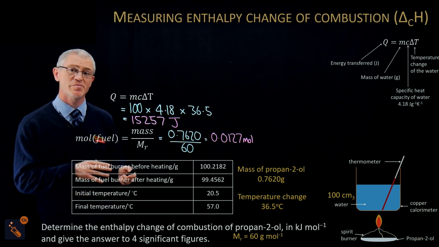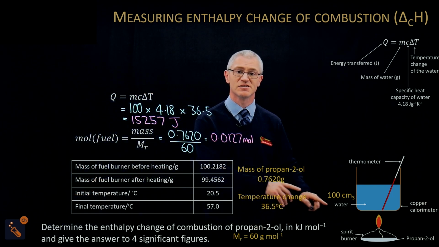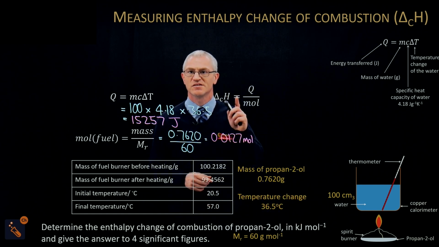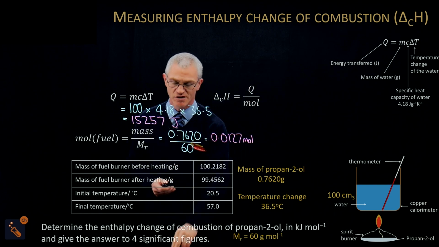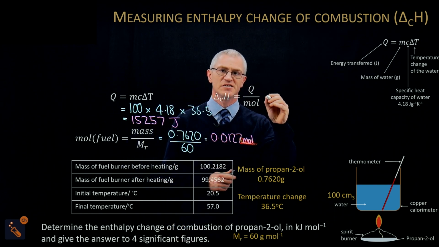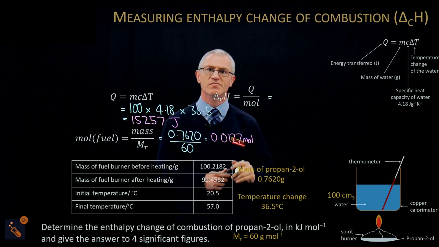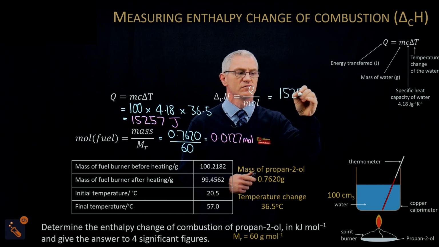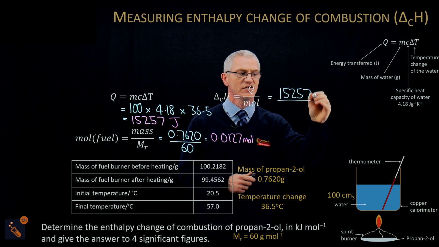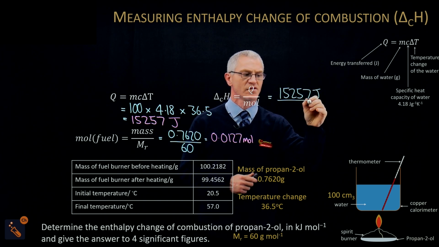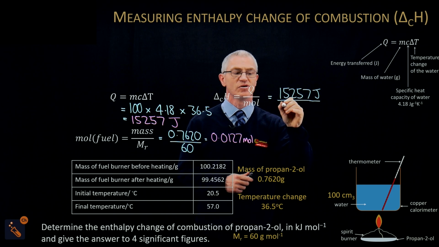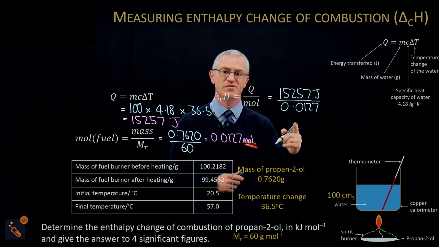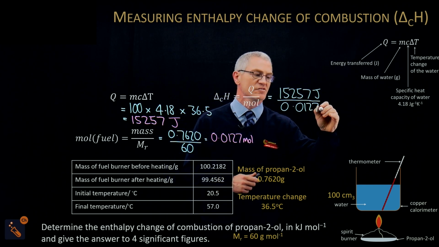Let's move on to our last part. Remember, I said that it is the energy divided by the moles. Kilojoules per mole means energy divided by moles. Okay, so there we have our energy divided by our moles. So we take our 15,257, and remember that's in joules. We then divide it by the number of moles, which is 0.0127.